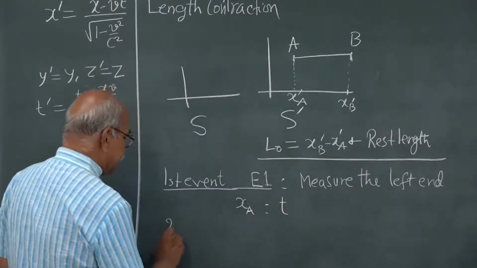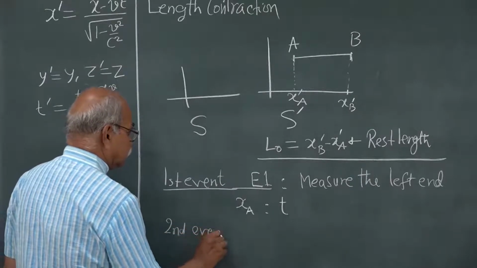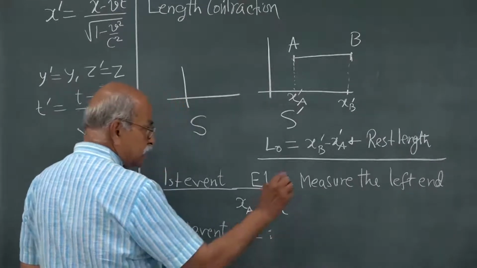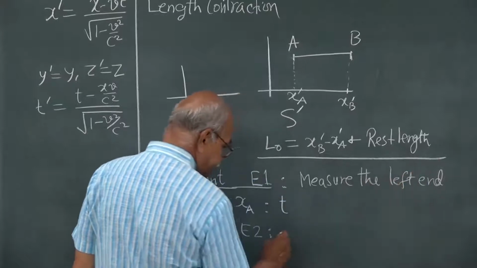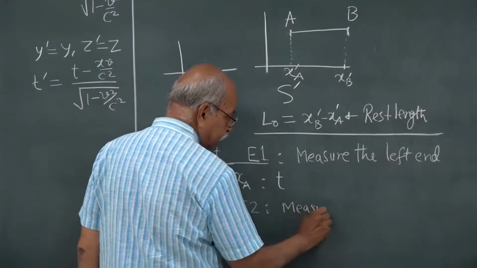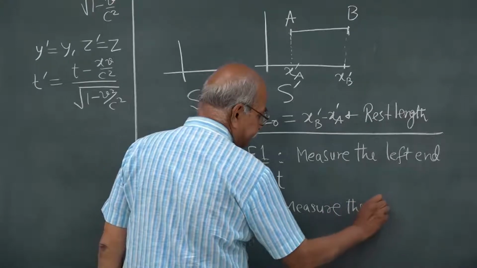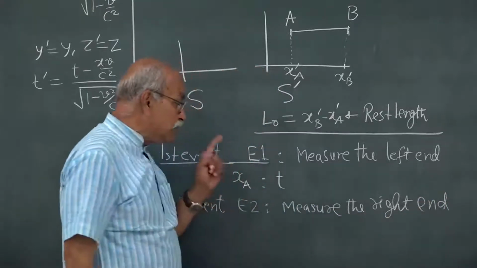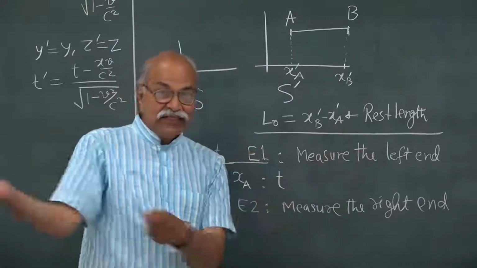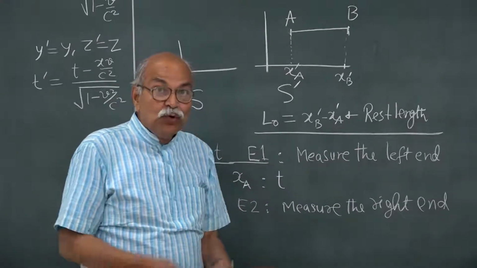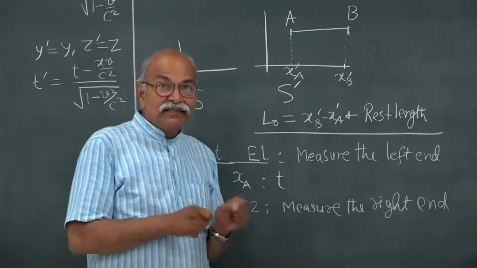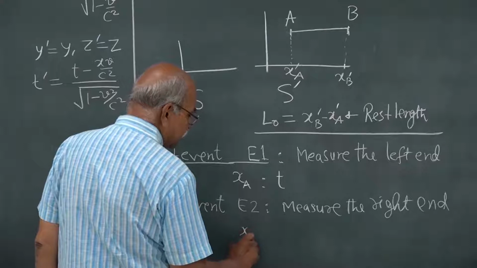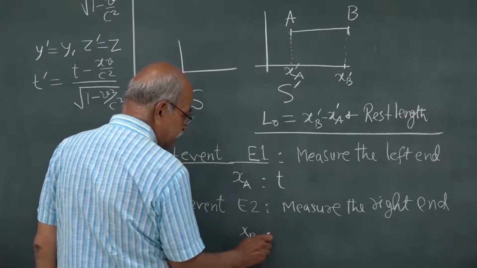And then I have the second event, E2, and the second event is I have measured the right end at the same instant. Remember, now I have to measure the two ends at the same instant, because the whole thing is moving. So, I cannot afford to do one measurement and then relax and then go to the other end. So, at the same time, and the coordinates will be, let us say, x B, and time is t.